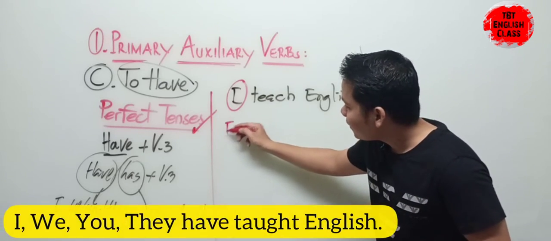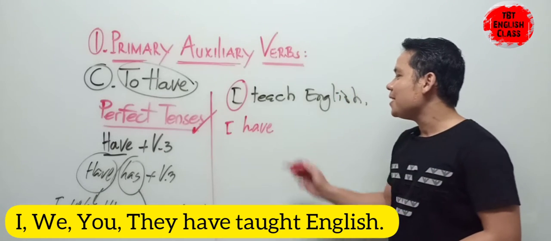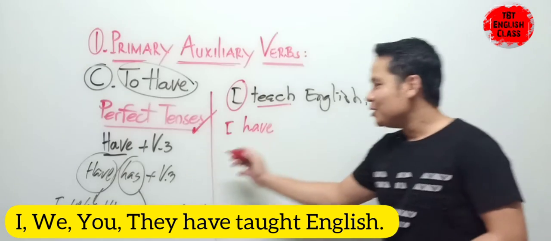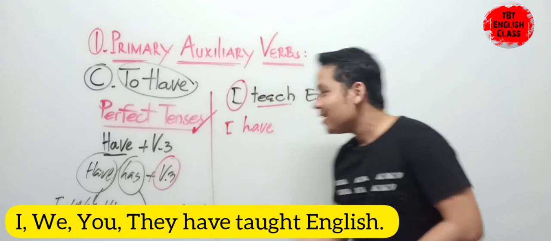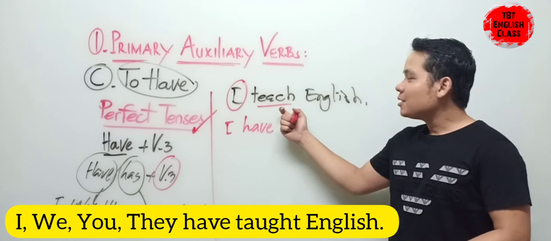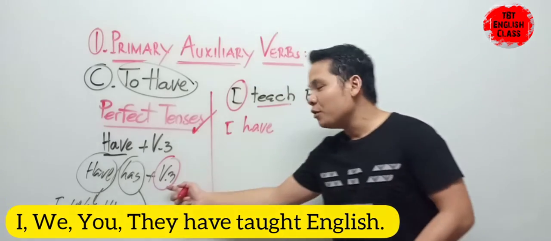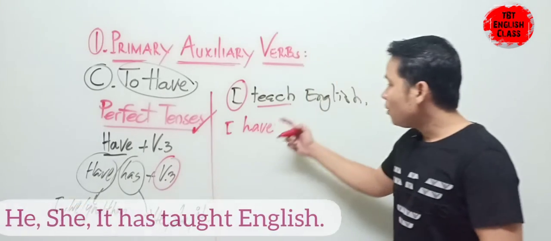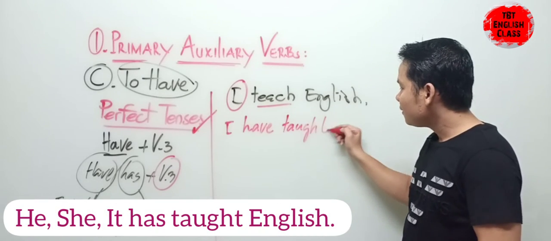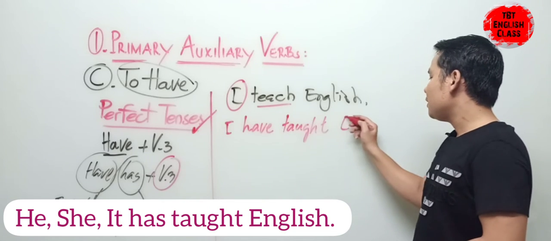I can say, I have, and you see the main verb teach. So how do we use this main verb teach? It needs verb 3. This one is the first form of the verb, so we have to change this first form to the third form, verb 3, which we call the past participle. So how do we change this verb? We change it to taught. You see, teach, taught, taught. So this one: I have taught English.